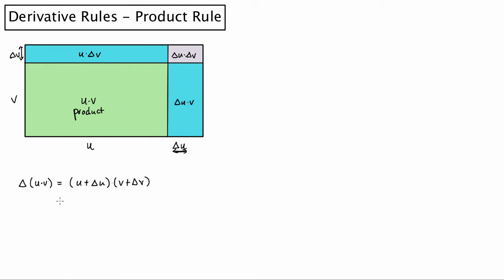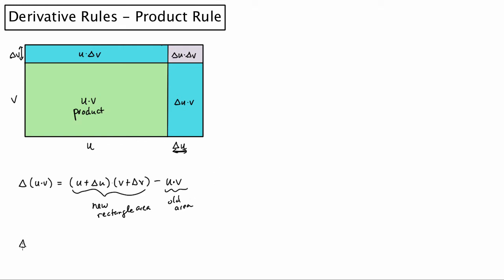And so if I think of this as I would foiling something, the change in UV is the difference between the new rectangle minus the old rectangle. So this is the new rectangle that's created, and its area, minus the old rectangle's area.